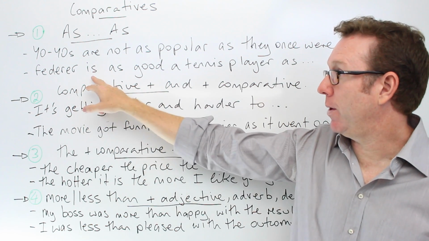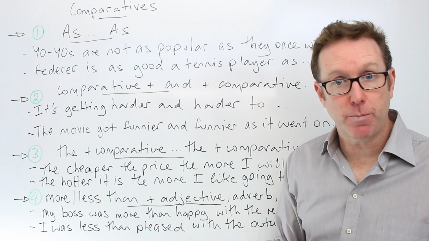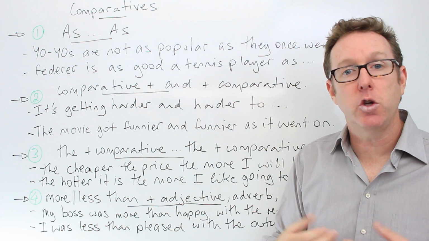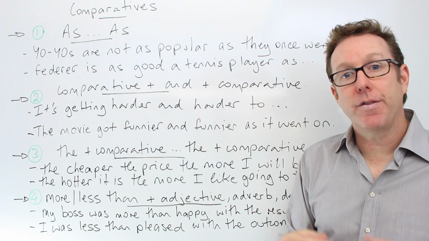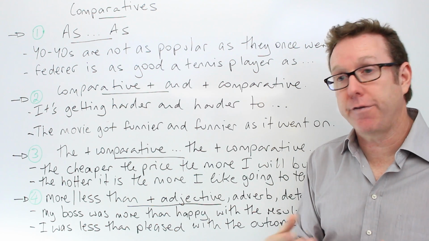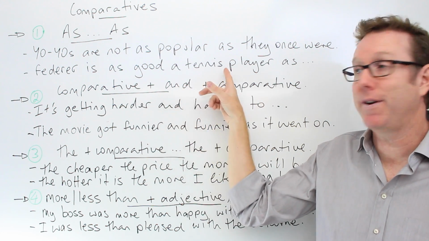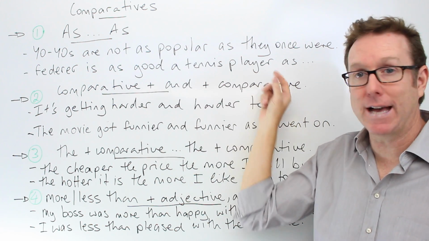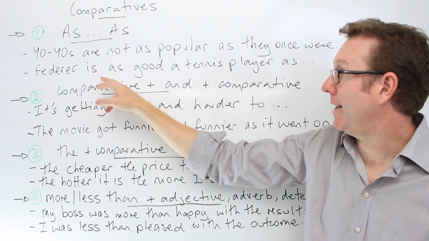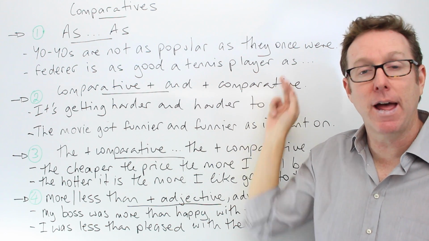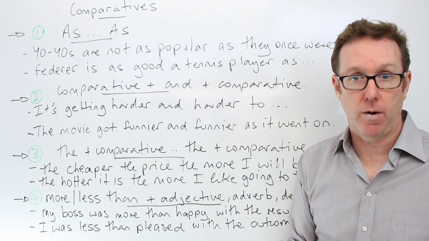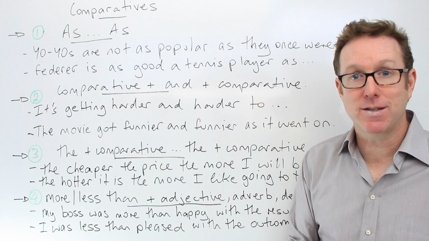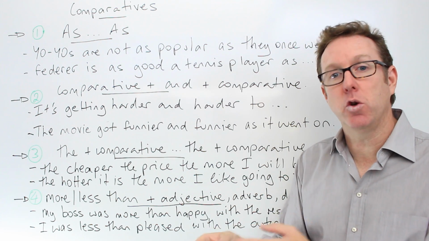The second example here, Federer, the tennis player, Roger Federer, is as good a tennis player as you will see. Okay? Now, this structure is a little bit different to the first one because we're putting a countable noun with the article in between the two as's. Okay? So, Federer is as good a tennis player as you will see. All right? Because we know that Federer is a good tennis player, perhaps the best. He's as good as you will see.